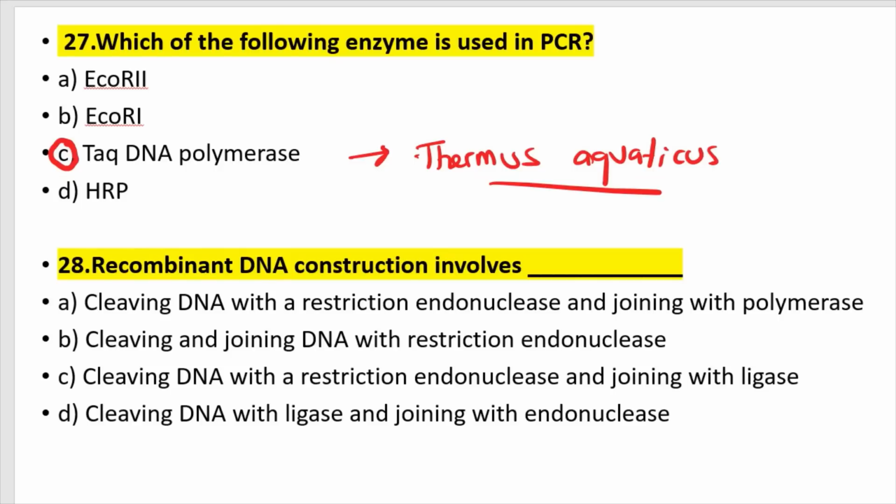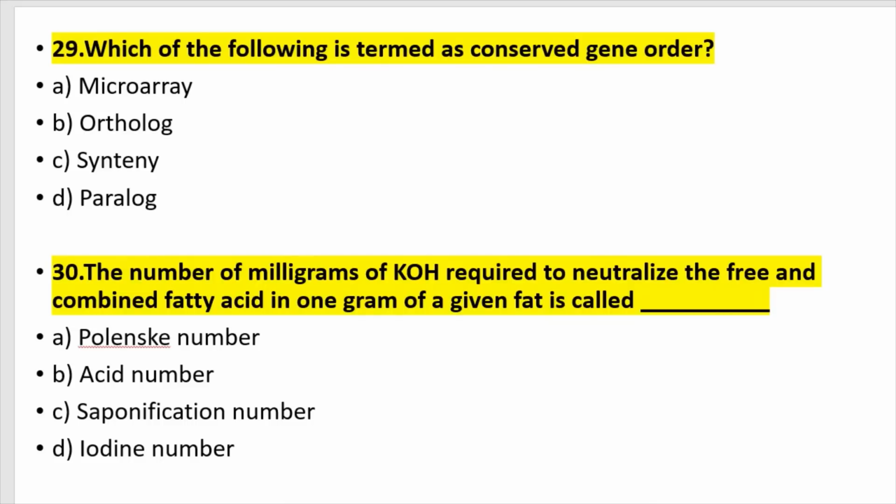28. Recombinant DNA construction involves cleaving DNA with a restriction enzyme in the nucleus and joining with ligase. So this is what recombinant DNA construction involves. Which of the following is termed as conserved DNA order? It is called synteny. All of these, microarray, orthology, paralog, involve DNA changing the order. But in synteny, you conserve the order of DNA.